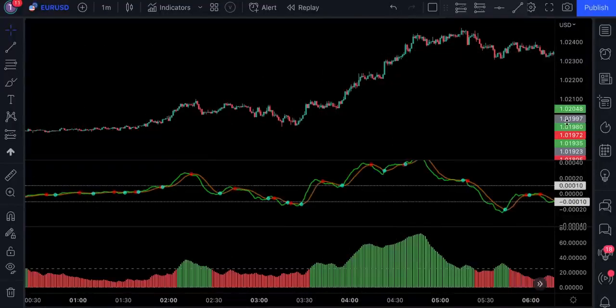Okay, enough talking, let's actually do our backtesting to see how well this strategy would perform in different market conditions.